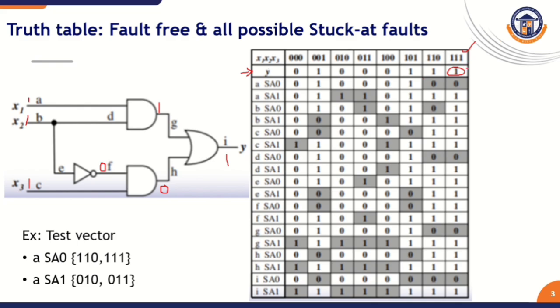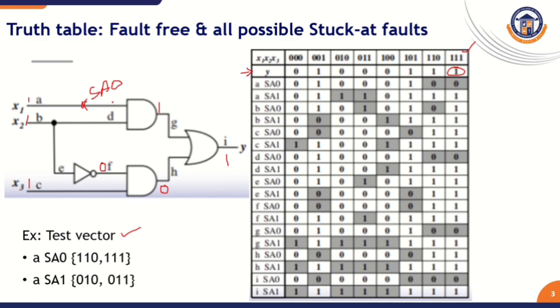Suppose, for example, we take this line as affected by stuck-at 0. At that time, we apply all the combinations of inputs. Through this concept, we are going to find the test vector, because we are not able to detect the fault when this line is affected by stuck-at 0 through all the input combinations.